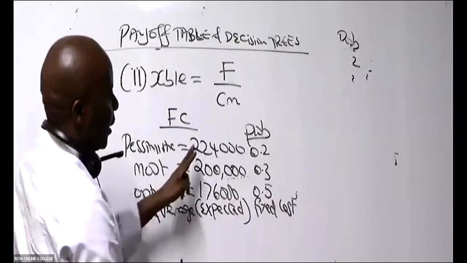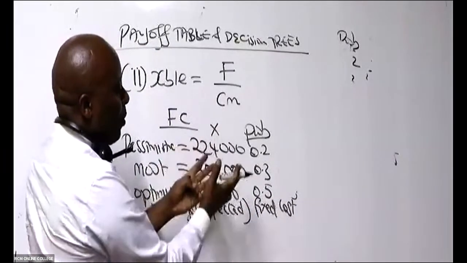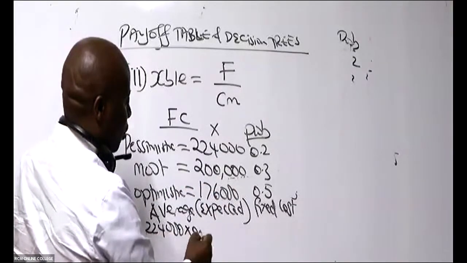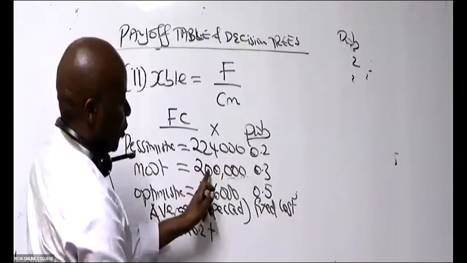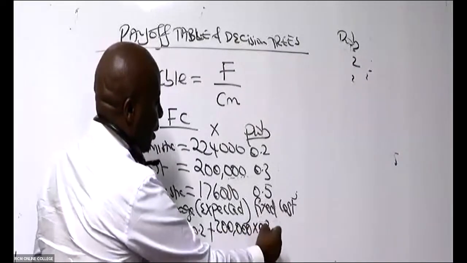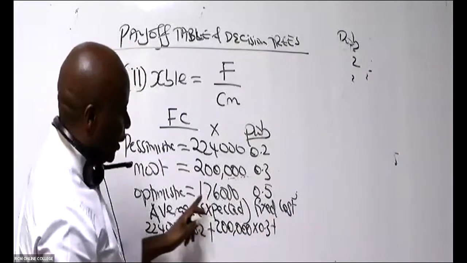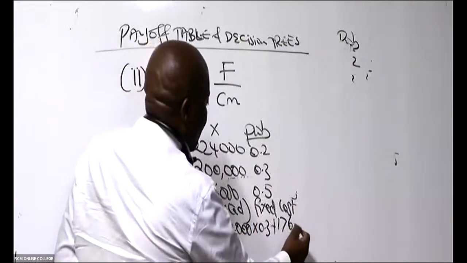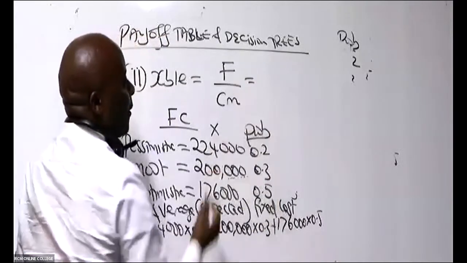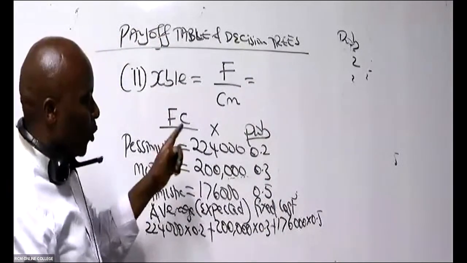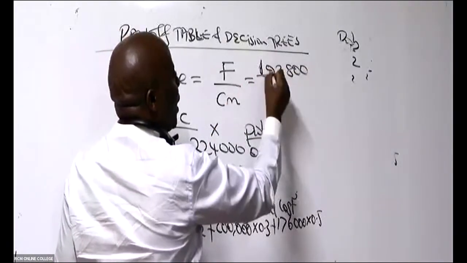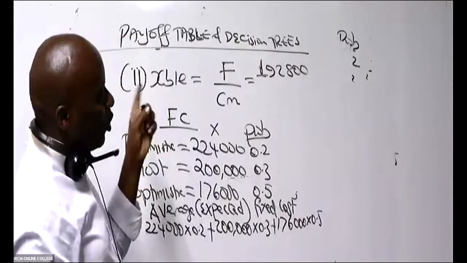So how do we get this? It is XP, X times probability. So we have here 224,000 times 0.2, plus 200,000 times 0.3, plus 176,000 times 0.5, which will end up giving us what fixed cost expected? 192,800. So up to here, all of us, are we together? Somebody, especially the guys who are complaining. Have you seen how we got our fixed cost?